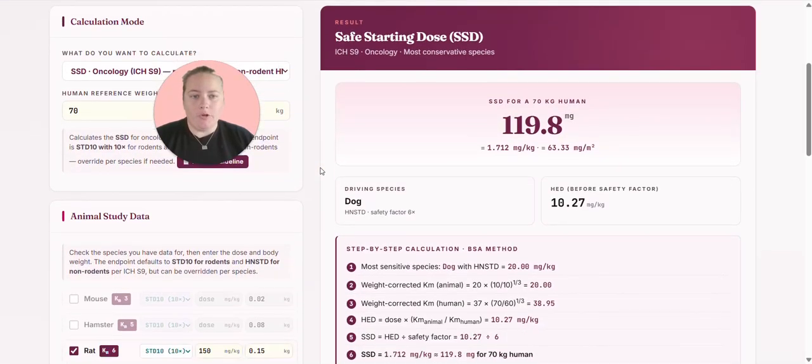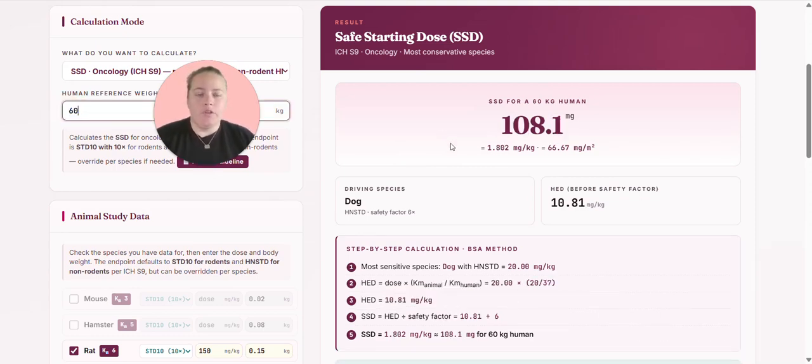And so if we go back up, you're going to see now, the dog is still the driving species, but that dose, the human dose, is now 120 mgs versus the 65 mgs we had before. And actually, let me change this back to 60. You can see that it's still almost double. It's still a little bit more. And this is mostly because the safety factor is driving the greater human dose because there's more wiggle room in oncology. So typically your safety factor would be 10. In the dog, it's 6. So you're dividing it by a little bit less of a safety factor, which gives you a higher dose. If the rat was the most sensitive, you'd see the rat there too.